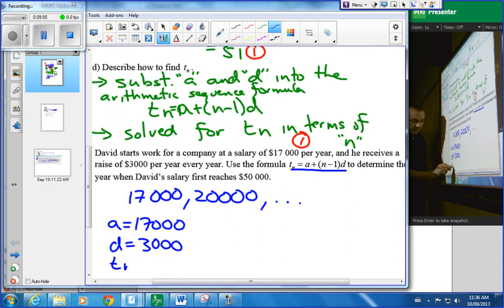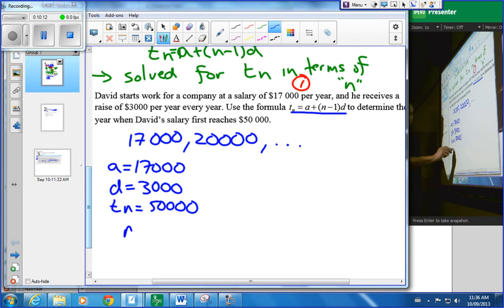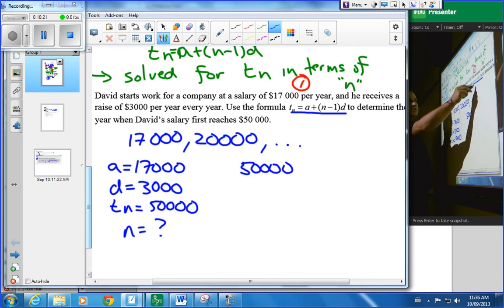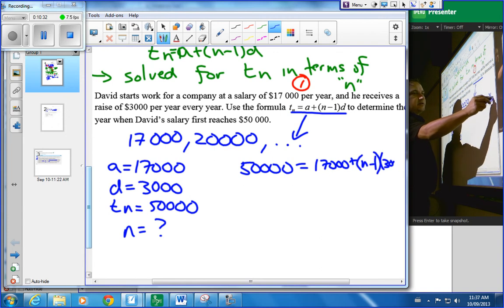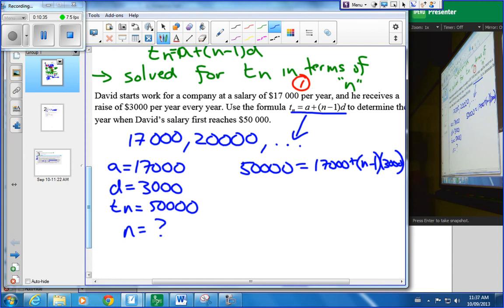Tn is going to be 50,000, or it might be a little bit above 50,000. Depends what it is, right? We're not sure. Will it actually hit 50,000 exactly? We'll find out. So we'll put 50,000 here, okay? And then really what they want to know is n. What is n? So 50,000, again, I'm using this formula, right? 50,000 is equal to 17,000 plus n minus 1 times 3,000. Remember, use brackets. Makes it a little neater.